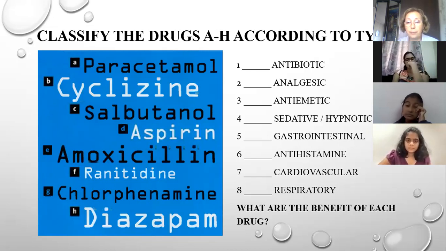Okay, the question is, what are the benefits of each drug? I mean, what are they used for? So if we start with paracetamol, let us listen to Manish. What do you know about paracetamol and its benefits? Paracetamol is antipyretic, ma'am, and it is used as a painkiller. It is one of the safest painkillers. Okay. So good.